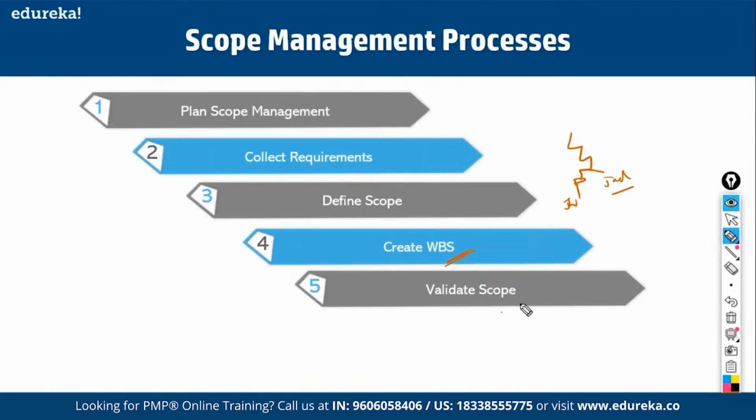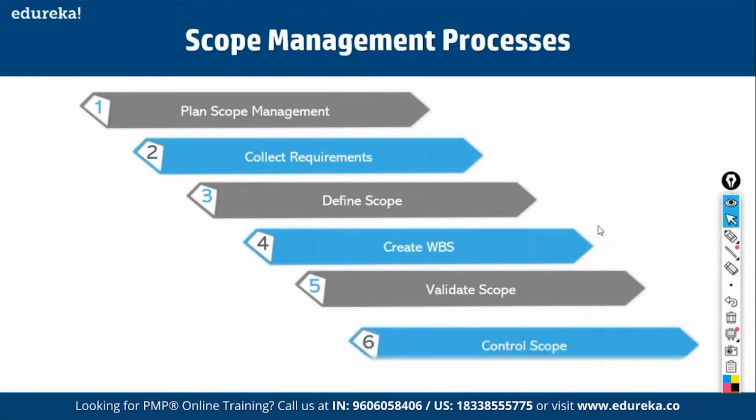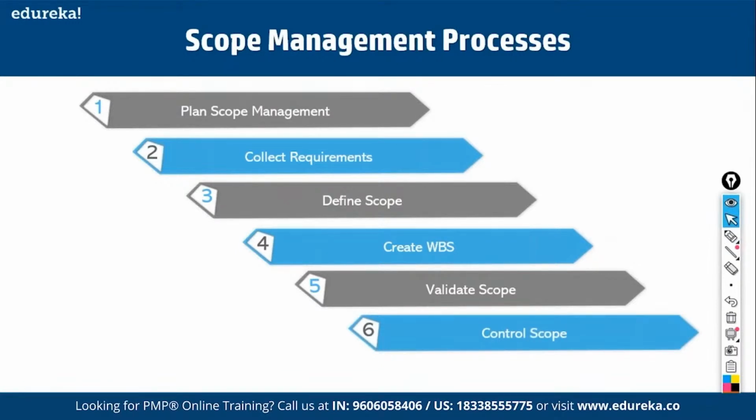Validate Scope refers to getting the scope formally accepted by the customer. For example, if we are prototyping this pen, we have to get the prototype accepted by the stakeholders. That is called Validate Scope. And the last process is Control Scope. Control Scope is a process of comparing what we planned to deliver with what we actually delivered. There could be variances, and we'll see how to manage them. This is about scope management. Now let us analyze these processes in detail one by one.